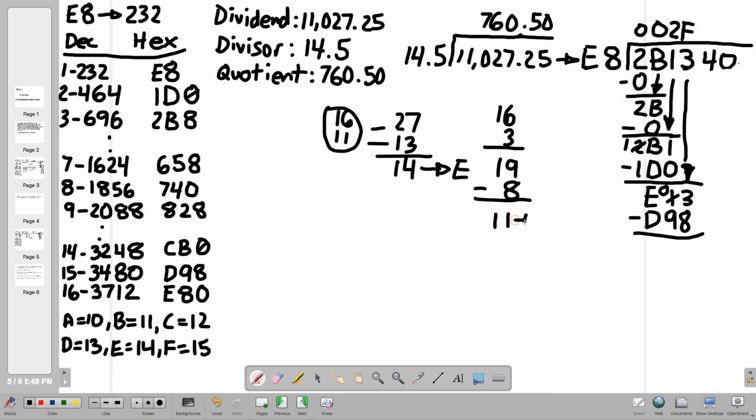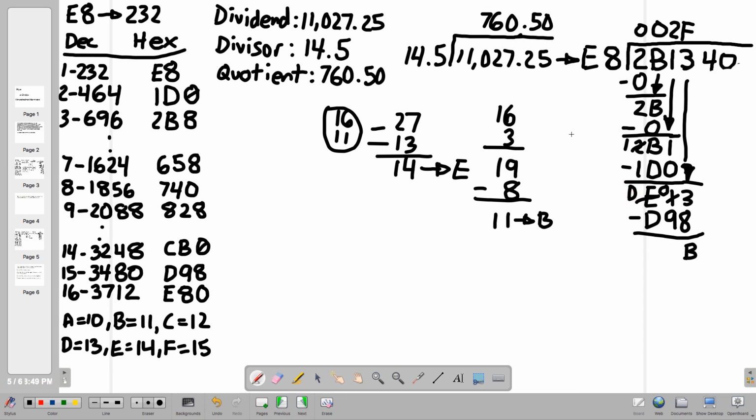And 11 is represented by the value b, so b goes here. And once again, we want to go to the next significant column. We have 0 at the top, attempting to subtract 9, and that's going to produce a negative number. So we're also going to borrow again. So we take 1 from E, and that leaves D.